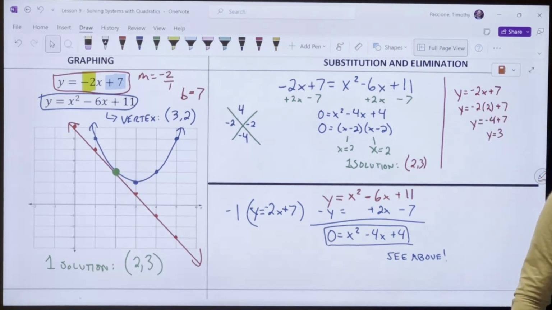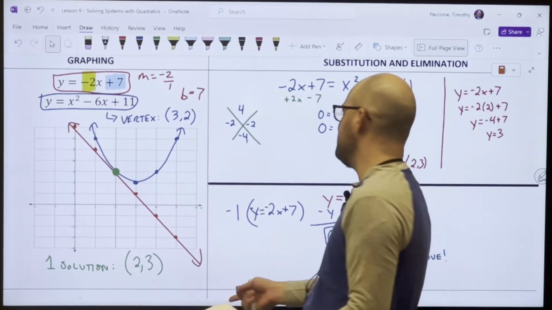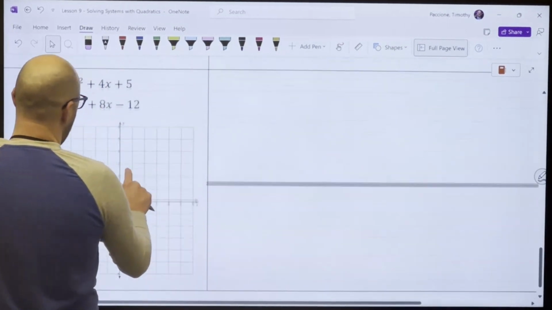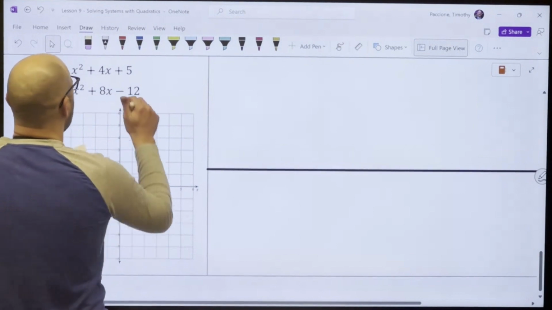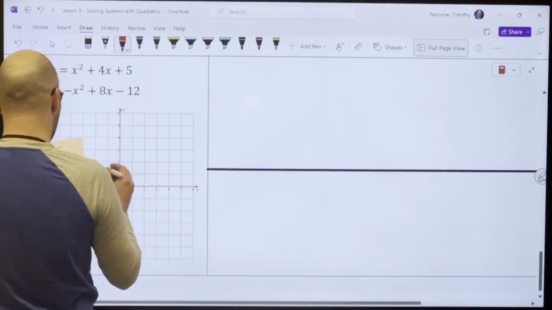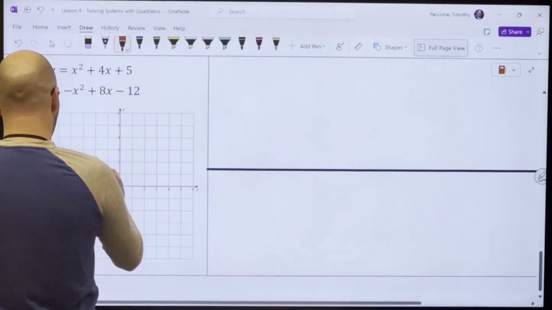All right, so next one, again, we only have about 5 minutes, so I'm just going to show you what the graph looks like, okay? And you can copy it down. You do want to be able to graph standard form, though, so just make sure that if you don't know how to do it, you're practicing before the test.